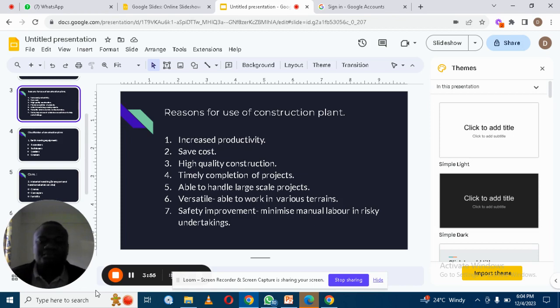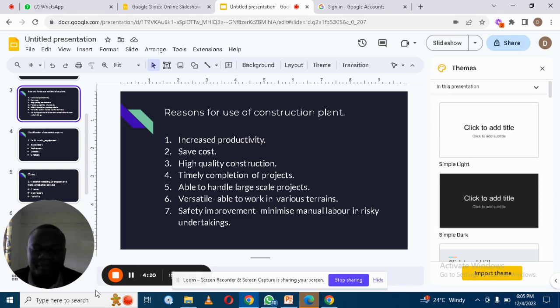Number six, you will use construction plant because it is versatile. The machines are designed to work in various terrains. They can work in mountainous areas. They can work in water. You can use them to work in the air, like the cranes, for example.